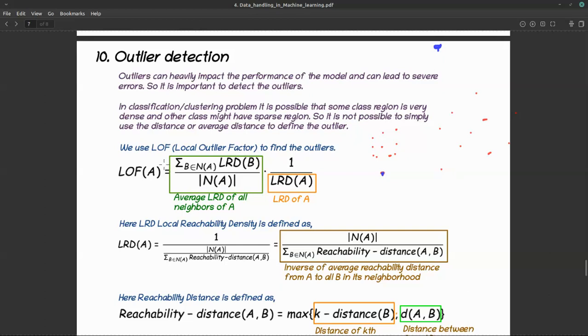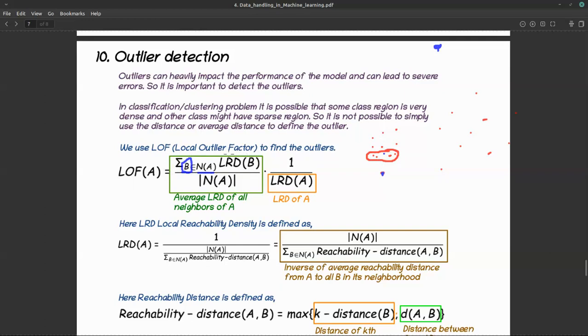What I'll do: first I am taking the average density of my neighbors. What is the average density of my neighbors? First I am calculating this. B belongs to Na, so all the neighbors. B is nothing but a neighbor of A. So let's say these three or four are neighbors.